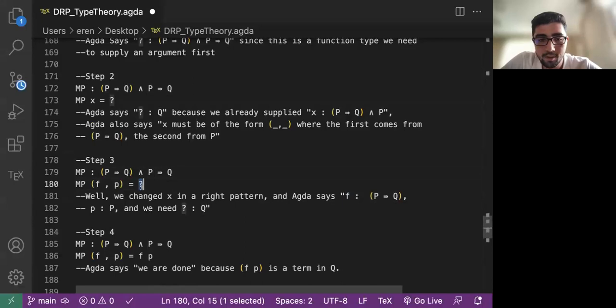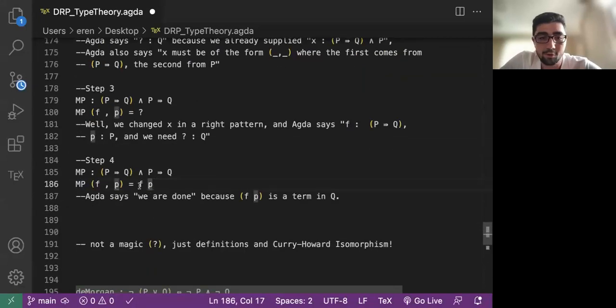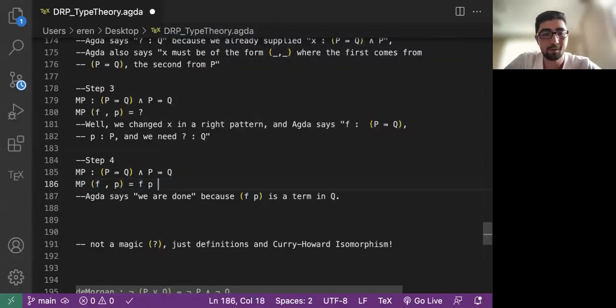I am looking for that. What do we have here? I have f, a function from P to Q, and I have a term of P. Let's just give p as an argument to f, f(p), or we can write it as f p here, same thing. Then this automatically, by definition, is a term of Q because of the definition of f. Hence, when I compile it, Agda says it's okay.